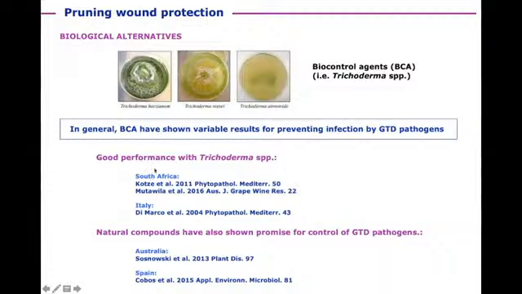Here, I show some examples of the good performance of Trichoderma-based products against GTD pathogens under field conditions. More recently, several natural compounds have also shown promise for control of GTD, but further research is required before recommendations can be made for wide-scale application.